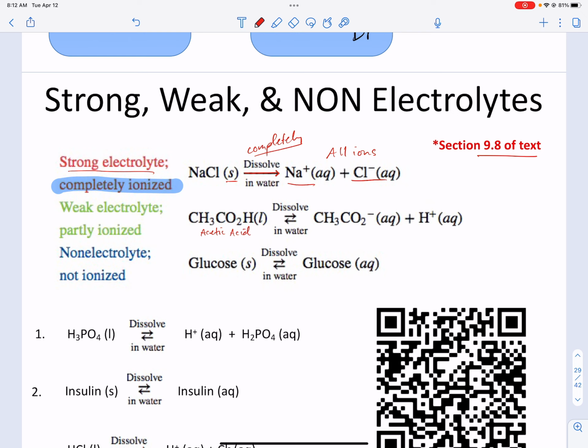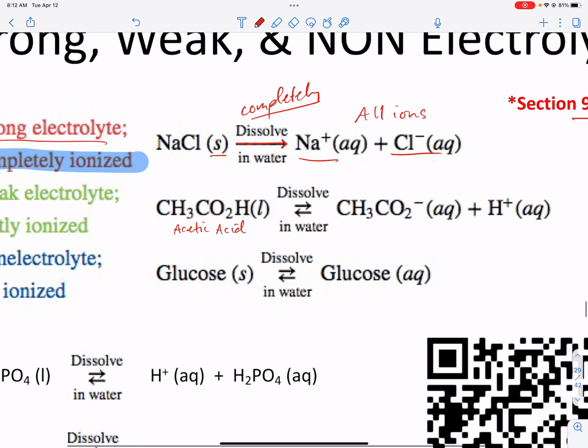And this is a weak acid. We haven't discussed acids and bases yet. That's chapter 10. But it's a weak acid, and it says dissolves in water, but what do you notice? This is going to reach an equilibrium. We've got a reversible arrow, which means we have the forward reaction into ions, and we're also going to get the reverse reaction where these things come together and remake acetic acid.